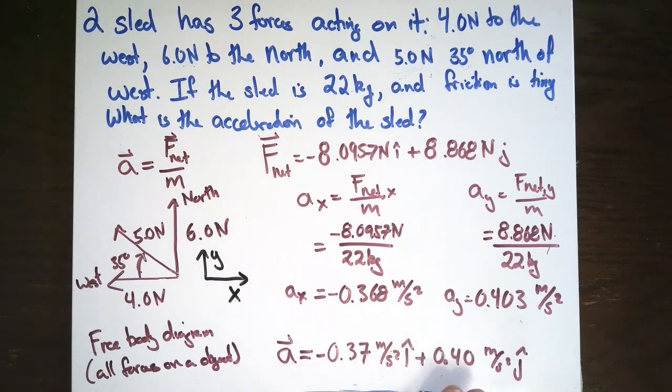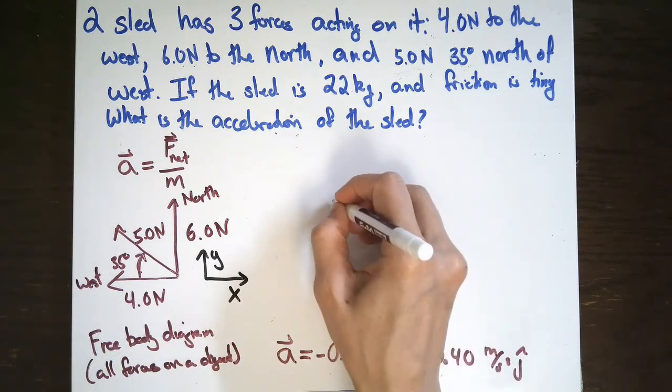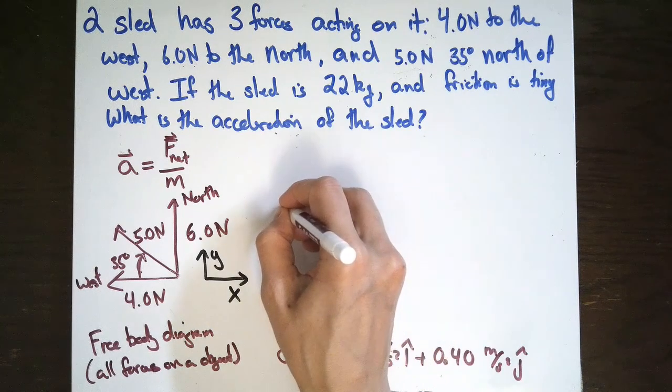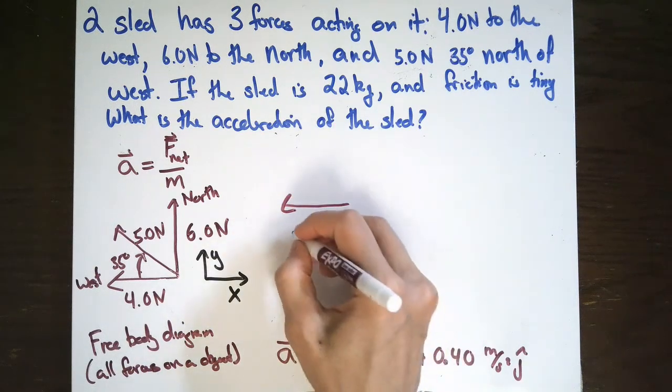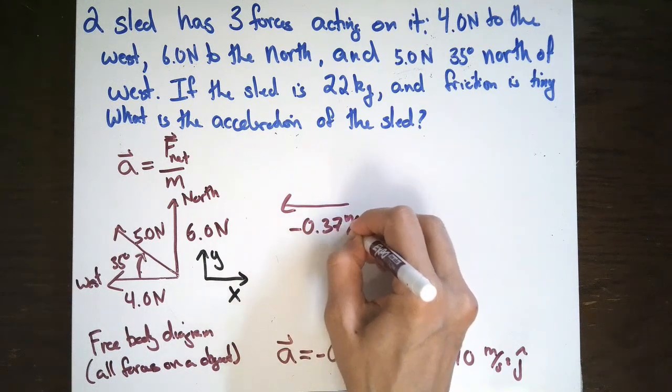And I suppose we could also find the magnitude and direction here. So let's clear off some space so we can do that. All right, so now we've got some space. So let's go ahead and draw the triangle we need for acceleration. We've already kind of done that for forces, but this is a new triangle. It's for acceleration, not force. All right, so we're going in the negative x direction with our x component. So we'll have a vector pointing like that equal to negative 0.37 meters per second squared.